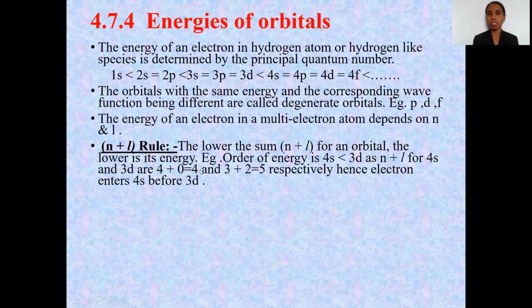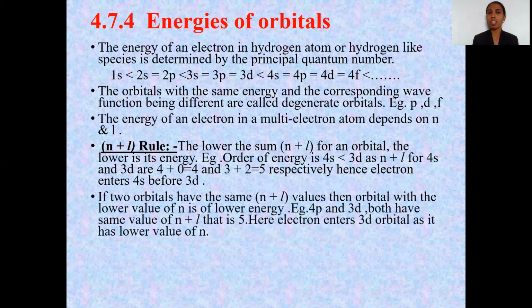If we compare the sum, here is the sum 4 and here is 5, means what? The energy of the 4s orbital is less than 3d, because the n plus l value for the 4s orbital is less than the n plus l value for the 3d orbital. Hence the electron enters the 4s orbital before the 3d. And त्यामुळे electron कुठे enter होईल अगोदर 4s orbital. After that, the electron will enter a 3d orbital.